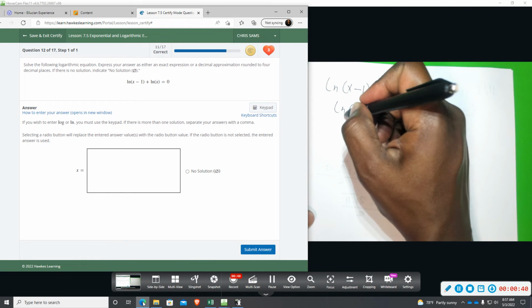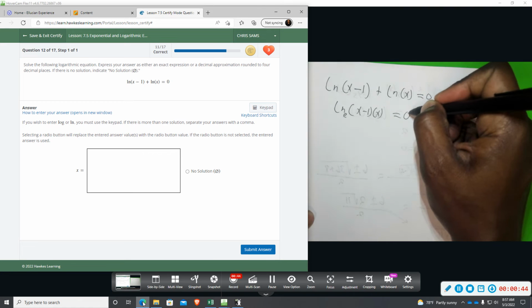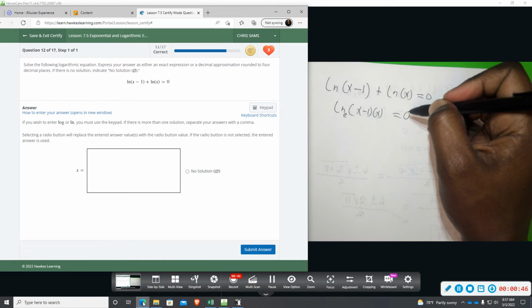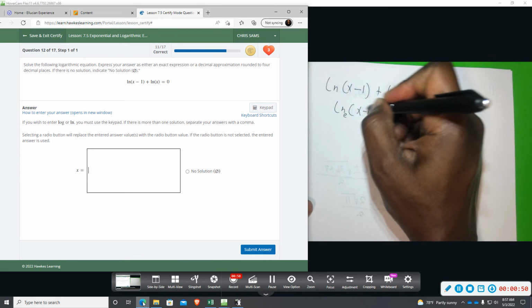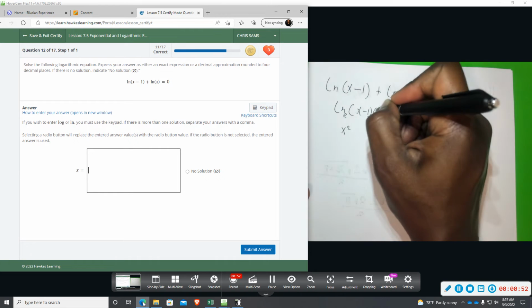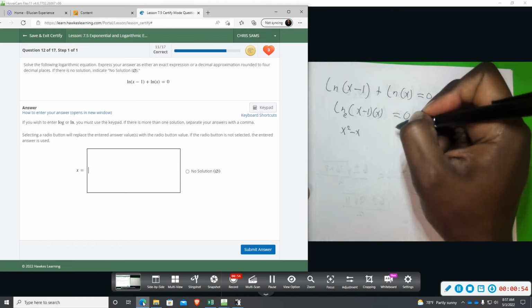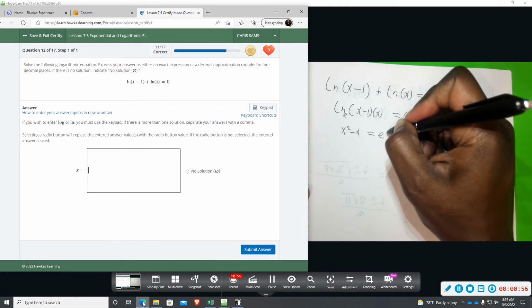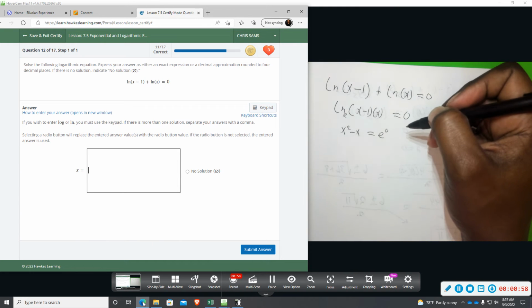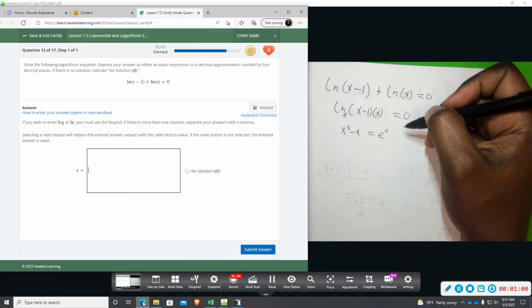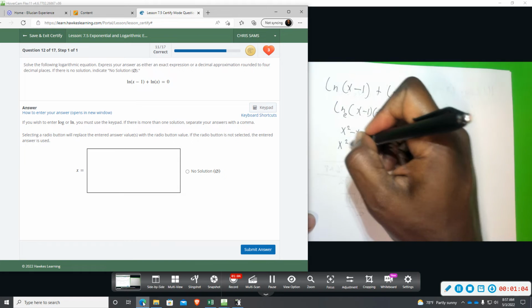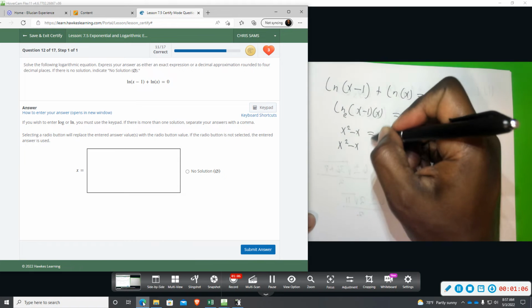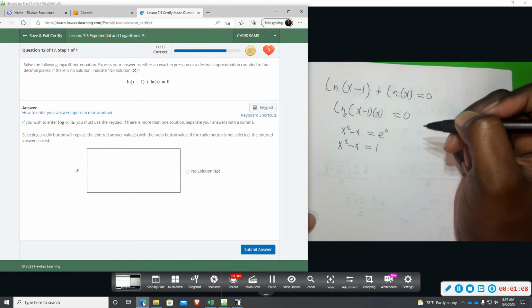We're going to write this in exponential form. So seeing this e, we're going to move it over. It's going to be the base, and that's going to be our exponent. Upon doing that, we will get, I'll go ahead and distribute, x squared minus x equals e to the 0 power. Anything to the 0 power is equal to 1. So this is x squared minus x equals 1.